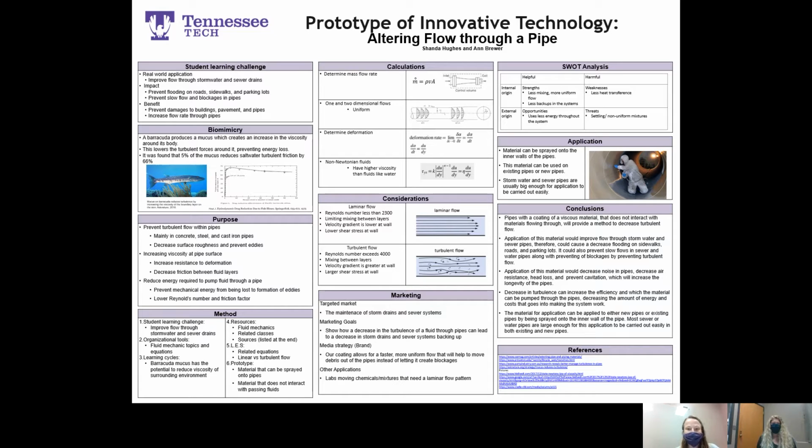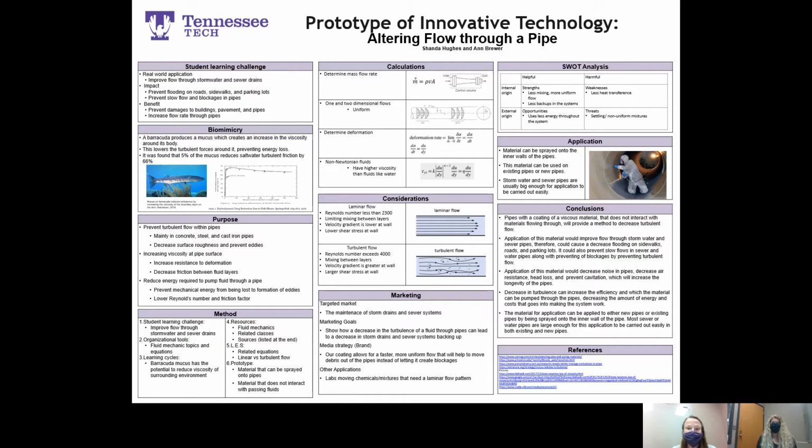Here we'll look at some of our important calculations. First, we want to determine mass flow rate, or how much fluid is moving through our pipes in a given amount of time. Next, we want to look at 1- and 2-dimensional flows. We want these flows to be uniform throughout the pipe. We also want to determine deformation rate, which is the shear stress that's experienced by the fluid passing through the pipe. We also want to consider non-Newtonian fluids. These fluids have a higher viscosity than fluids like water.